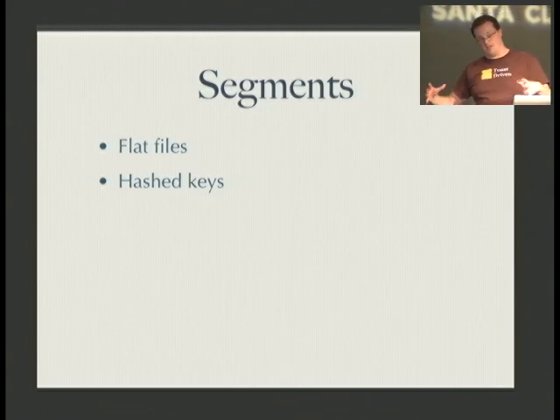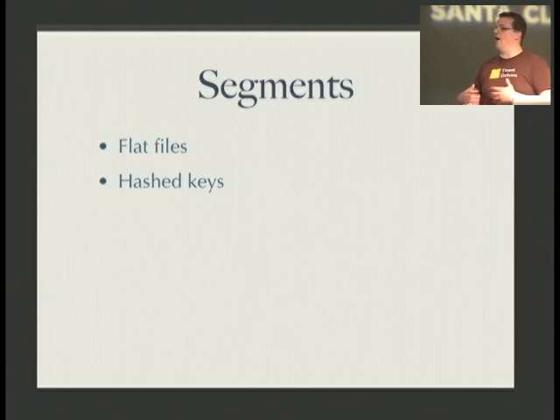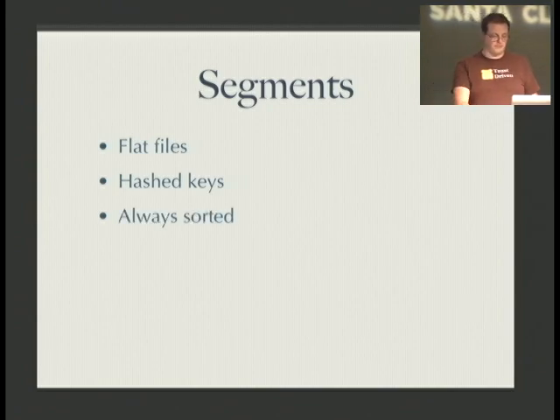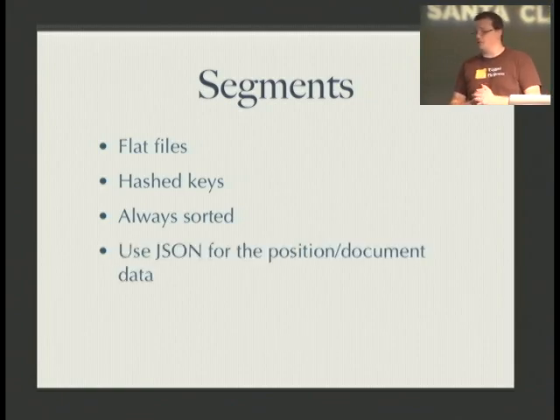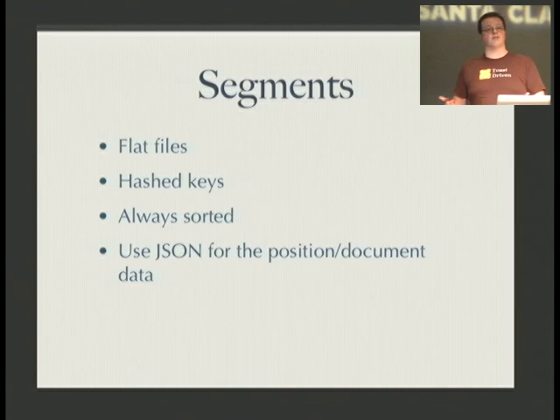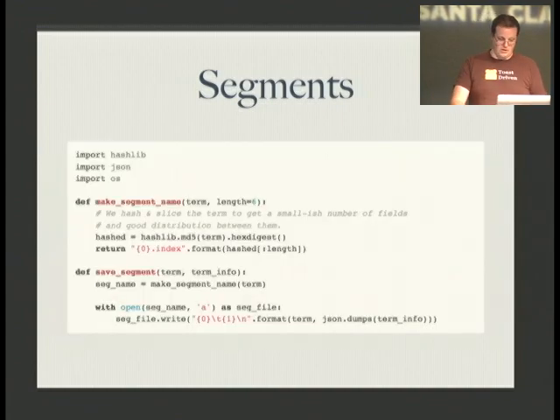This limits the number of files that we've got down to something that a Unix-like system can handle, as well as ensures that if you've got a given n-gram, you can easily map right down into the proper segment file that it's associated with. We're going to keep terms in always sorted order, and we're going to use JSON to store the document and position information, not because it's particularly performant, but because it'll work well across other languages or other tools. So an example implementation might look something like this.